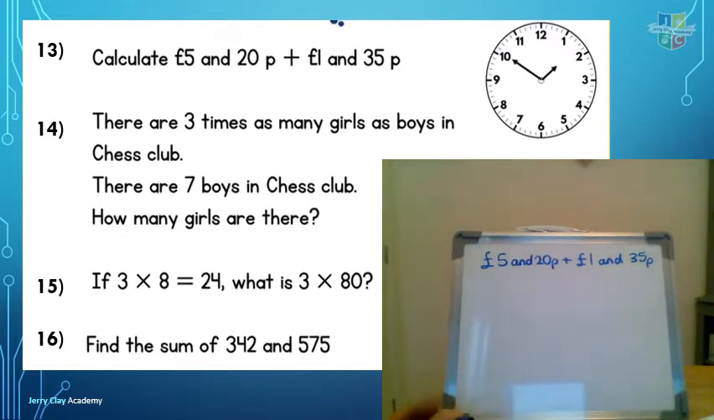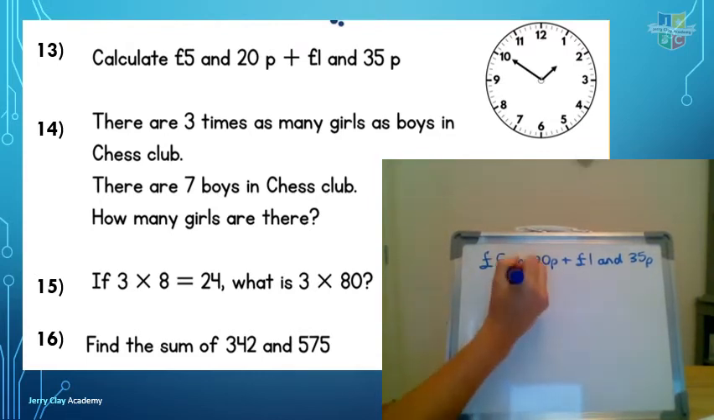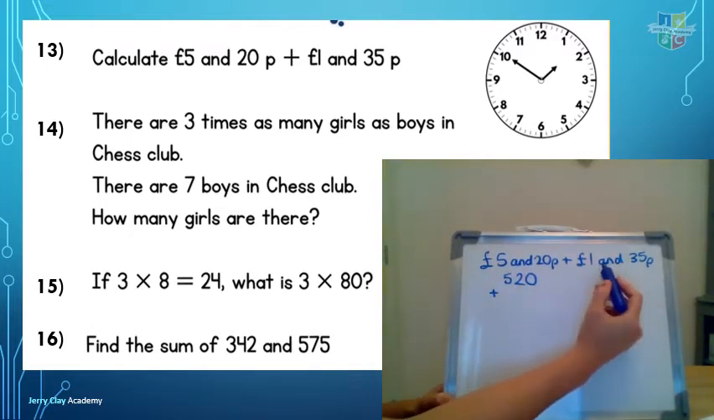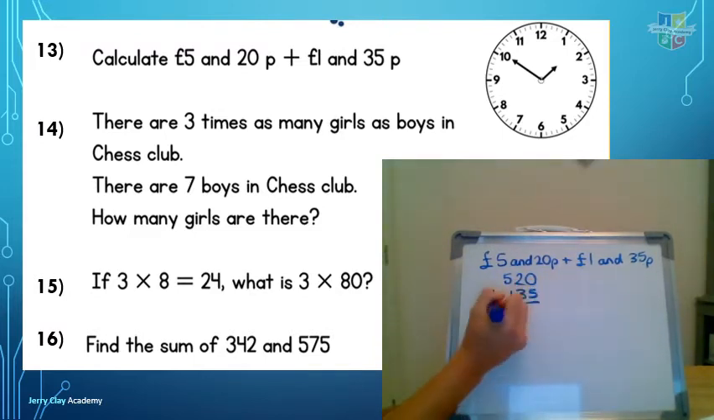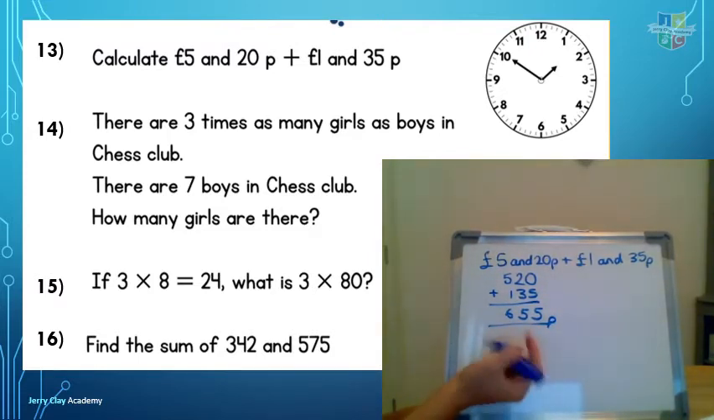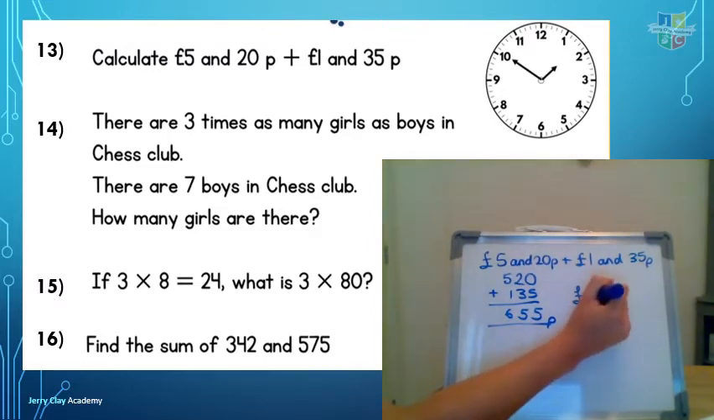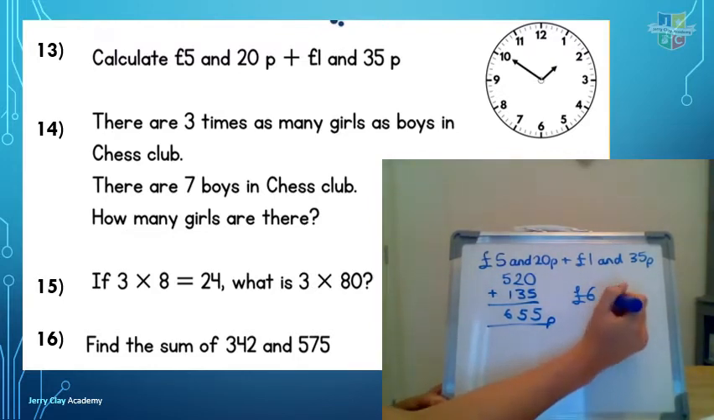Okay, so for number 13, there are 2 ways you could have done this. You could have converted them all into pence. So £5 is 500 pence plus your 20, so it's 520. And you're going to add it to £1 is 100 pence, 135. So if you'd have done your column method, you should have found the answer 655 pence. And if we converted that, remember that if it's in the hundreds column, that's going to be your pounds, because there's 100 pence in a pound, so there's 600 pence in £6 and 55 pence.